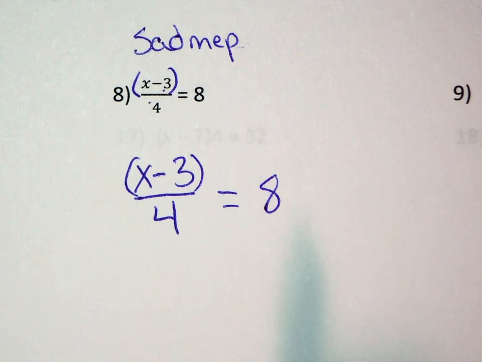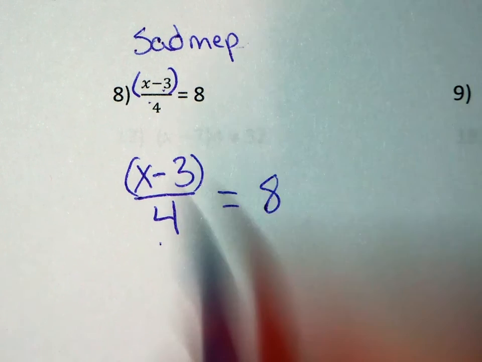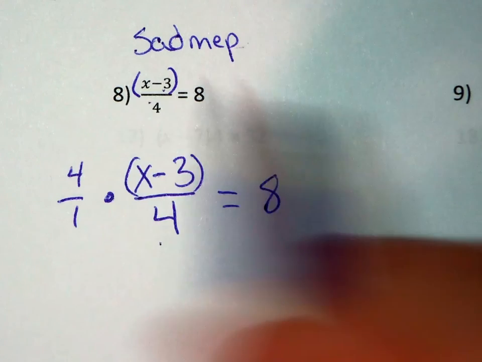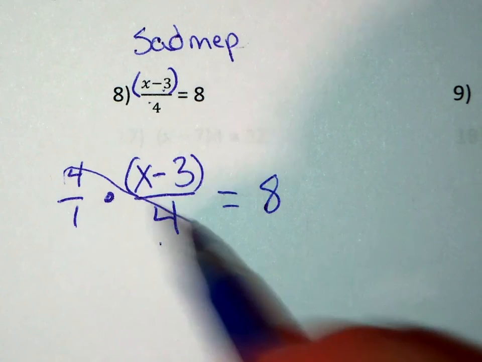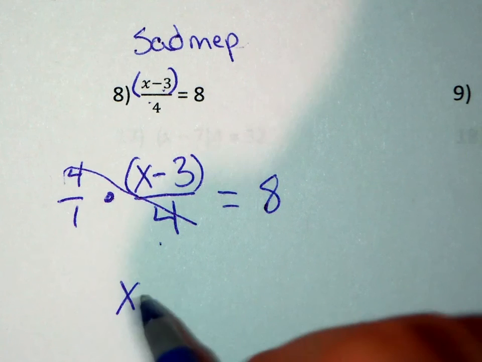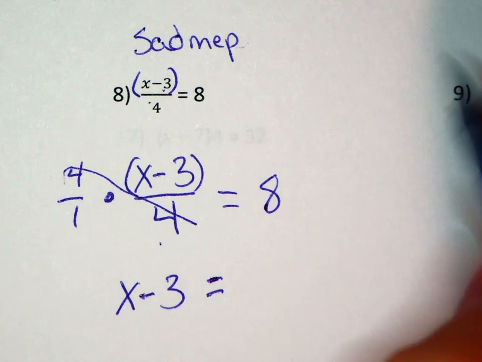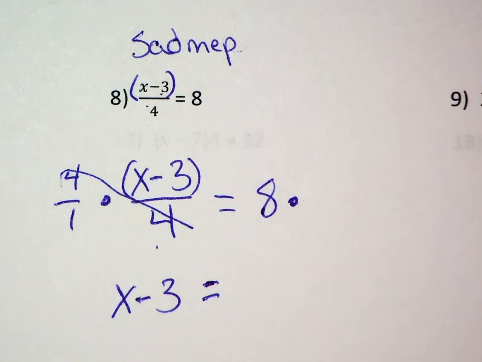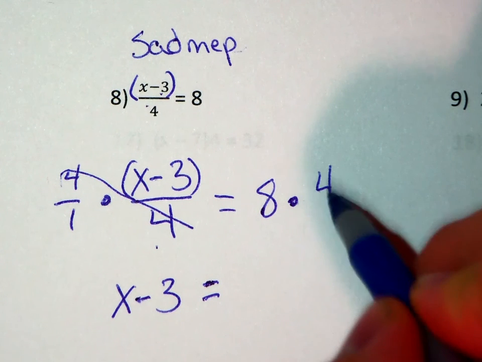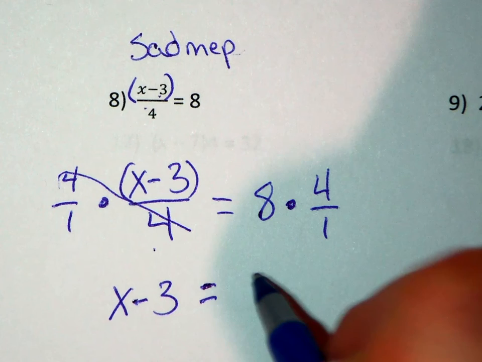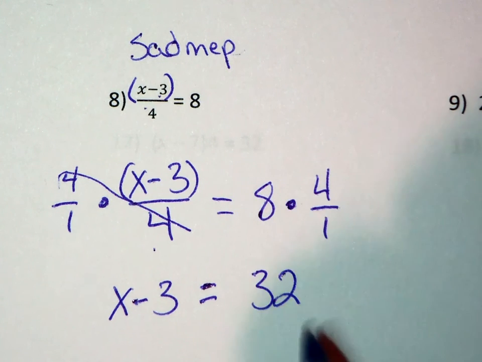And so the first thing I need to do again is clear out this denominator. In order to clear out the denominator, I need to multiply by 4 over 1. And so my 4's will cancel out and the x minus 3 will drop down, equals, anything I do to the left side of the equation, I have to do the same thing to the right side of the equation. So multiply by 4 over 1. That will give me 32.